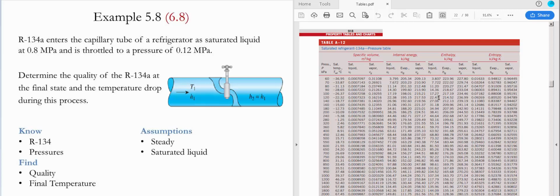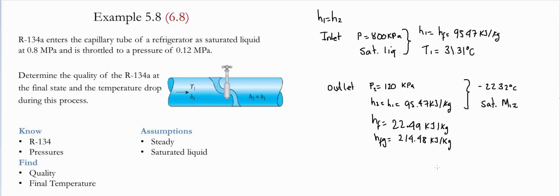It's about 95, and it is between the saturated liquid and the saturated vapor values, which confirms that this is a saturated mixture. Notice that one of the questions was to find the quality, which only takes place in a saturated mixture. For those two values, we also find that the temperature at that point is going to be negative 22.32 Celsius.